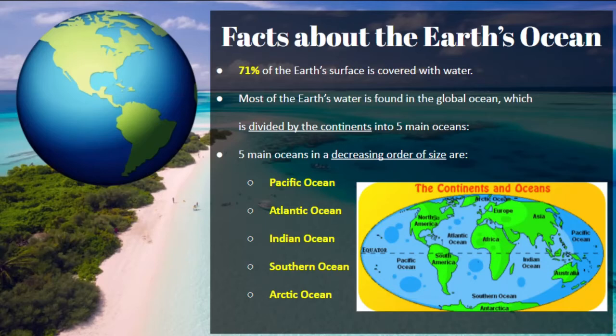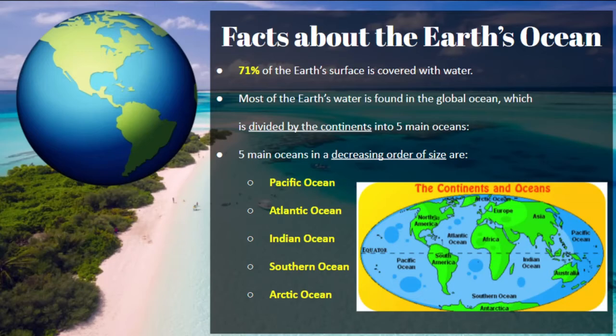So first of all, 71% of the Earth's surface is covered with water. Obviously, 29% is covered by land. You can just look at these pictures, you're going to notice there's so much more blue than green. Now, most of the Earth's water is found in the global ocean, versus the fresh water. And we divide these oceans into 5 different segments based off of where the continents are. They're divided by the continents.